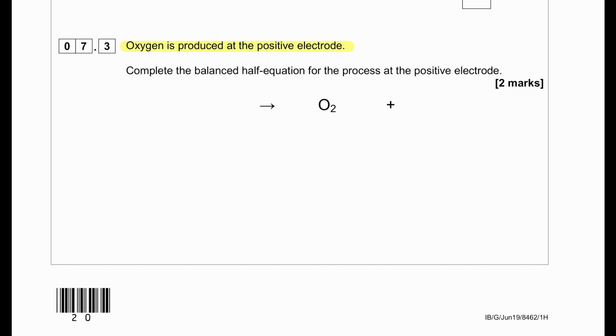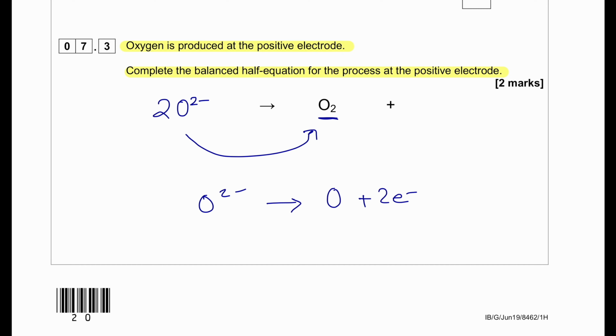Oxygen is produced at the positive electrode. Complete the balanced half equation for the process at the positive electrode. In order to produce O2, we will require 2 O2 minus, because it's oxide ion at this stage. Once it turns into O2, each O2 minus must lose 2 electrons. So 2 O2 minus must lose 4 electrons.